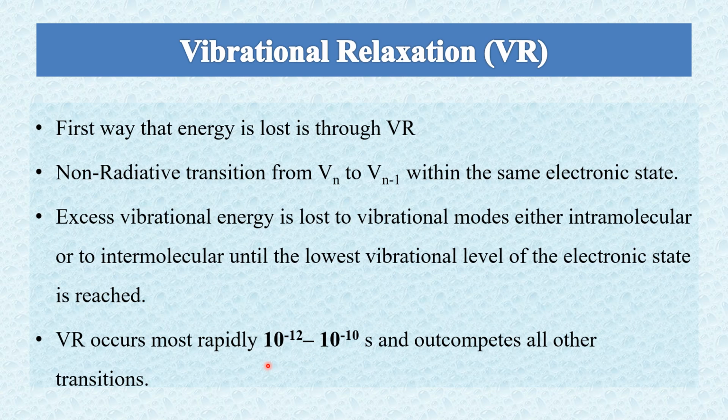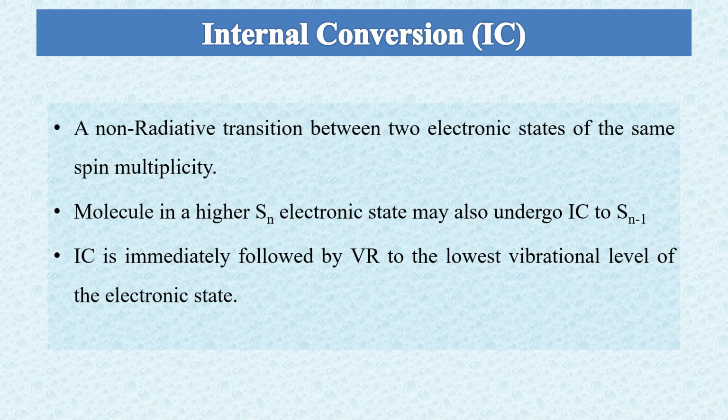It is very rapid, and the time it takes to complete is 10 to the minus 12 to 10 to the minus 10 seconds. Second is internal conversion. It is the most common transition which we all know. In simple words, we can call it de-excitation. It is also a non-radiative transition between two electronic states of the same spin multiplicity.